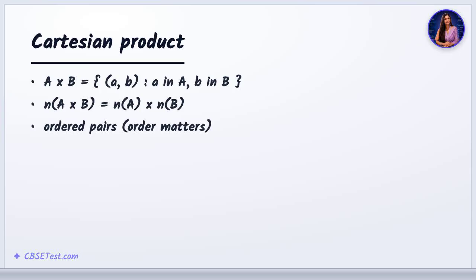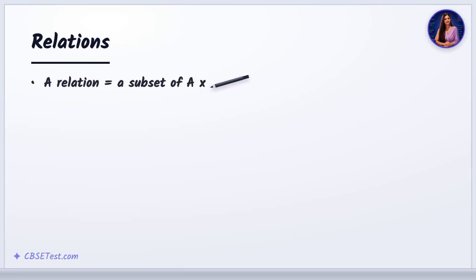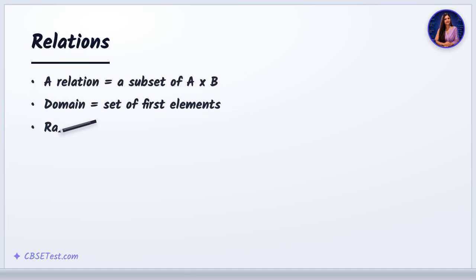second from B. If A has m elements and B has n, the product has m times n pairs. A relation from A to B is just a subset of the Cartesian product, a chosen set of ordered pairs. The first elements form the domain, the second elements the range.